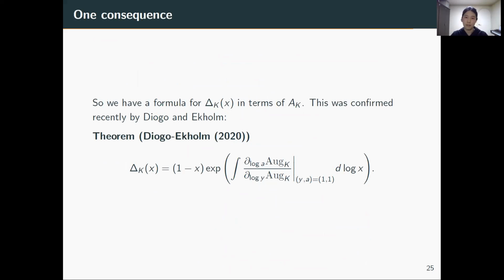In the recent paper by Diogo and Ekholm, this was actually proven mathematically. Their proof uses knot contact homology, and they were studying the moduli space of holomorphic annuli in the same setting, the resolved conifold with the knot complement Lagrangian. In this formula, Aug denotes the augmentation polynomial in the context of knot contact homology, which is expected to be the same as the A-deformed A-polynomial.